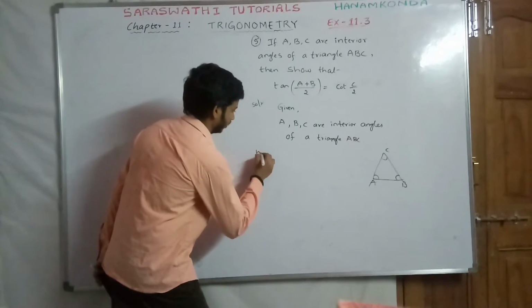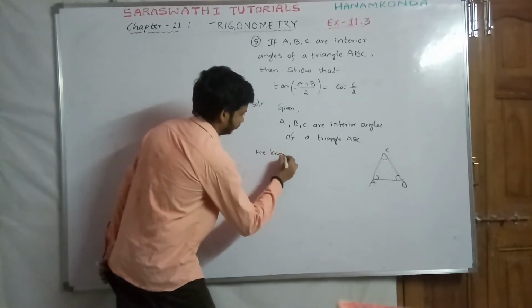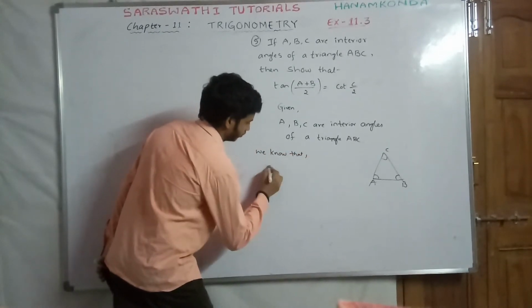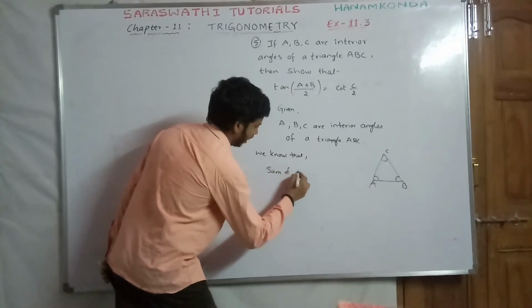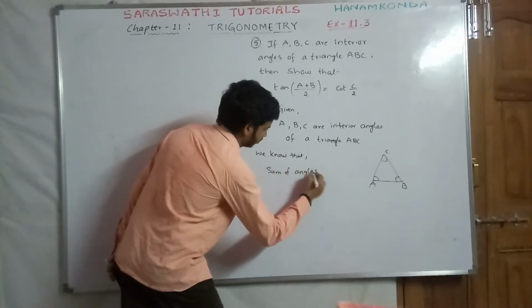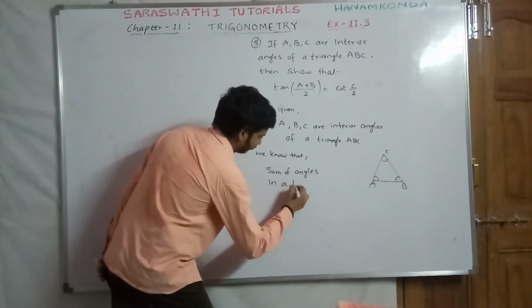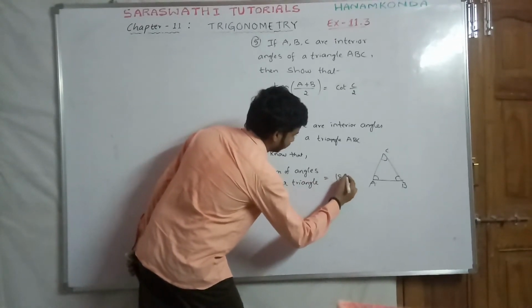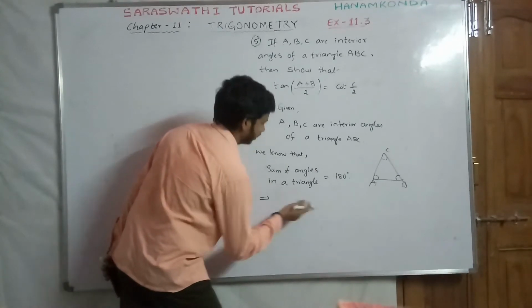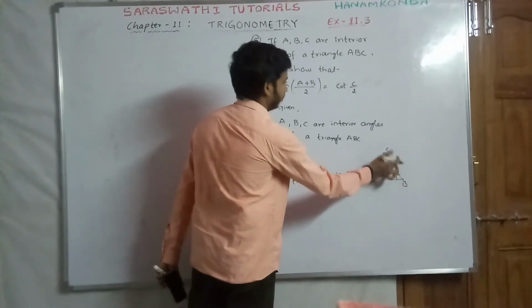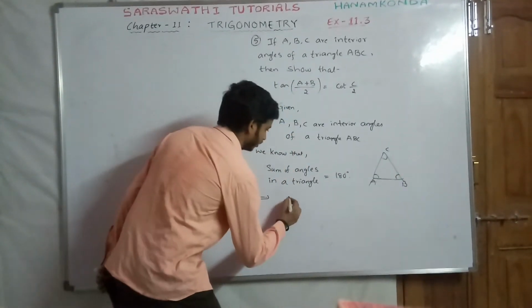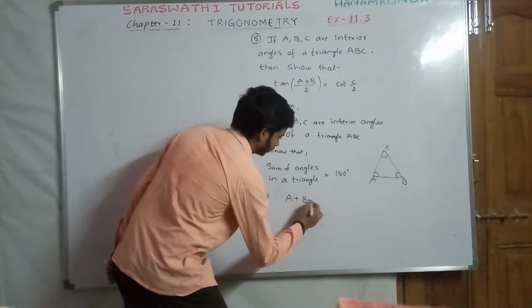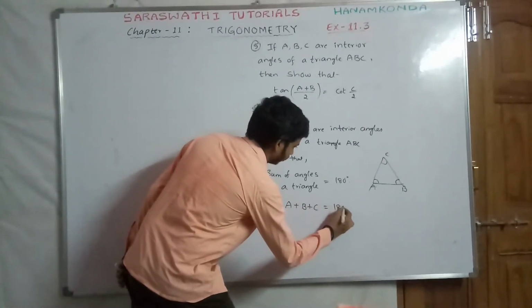Okay, so we know that the sum of angles in a triangle is equal to 180 degrees. So it implies that angle A plus angle B plus angle C equals 180 degrees.